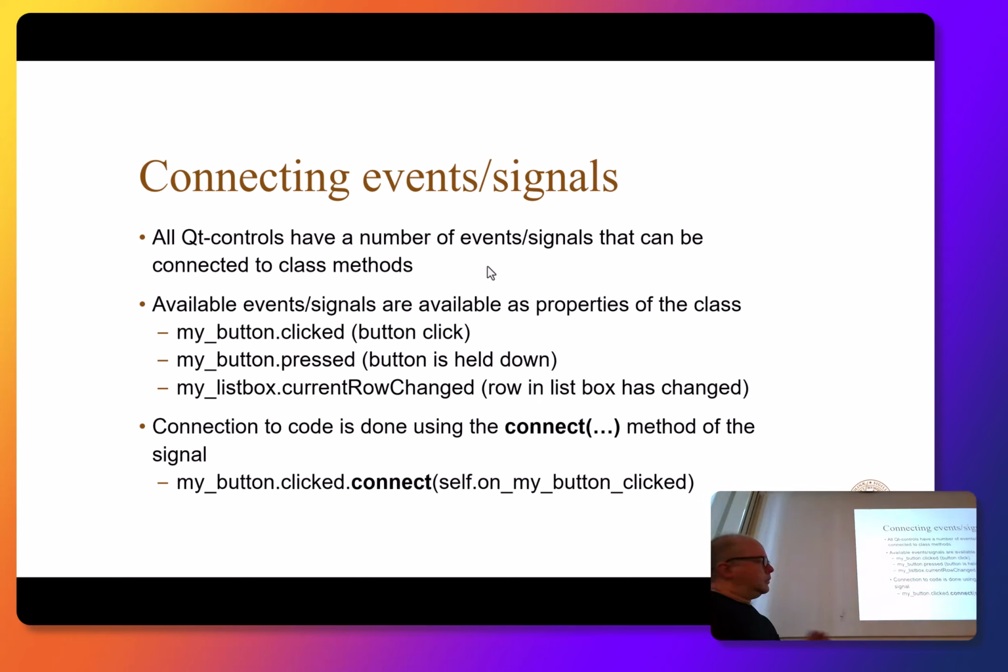And how you connect them to your code is using something called the connect method. So if I want to connect my button here to my code, I take my button object, go to the signal clicked, then I do .connect, and then just give it the method I want to connect it to. So then there is a connection between an event and your code.